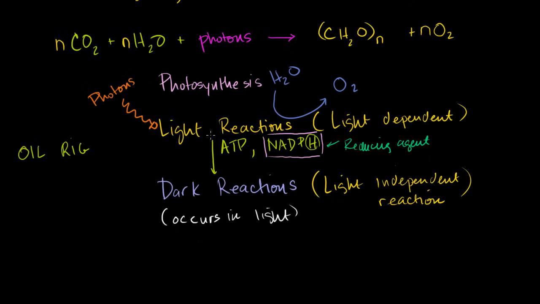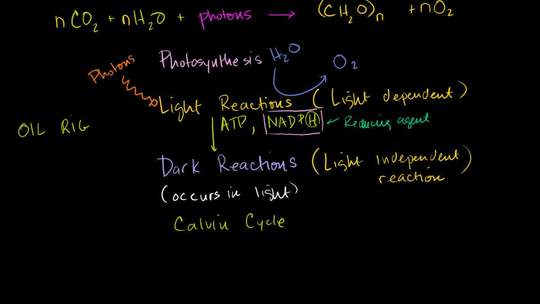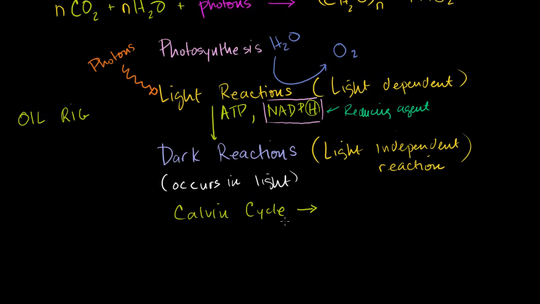So the light reactions, you take in photons, you take in water, it spits out oxygen, and it spits out ATP and NADPH that can then be used in the dark reactions. And the dark reactions for most plants we talk about, it's called the Calvin cycle. Calvin cycle, and I'll go into a lot more detail of what actually occurs in the Calvin cycle. But it takes in the ATP, the NADPH, and it doesn't directly produce glucose.